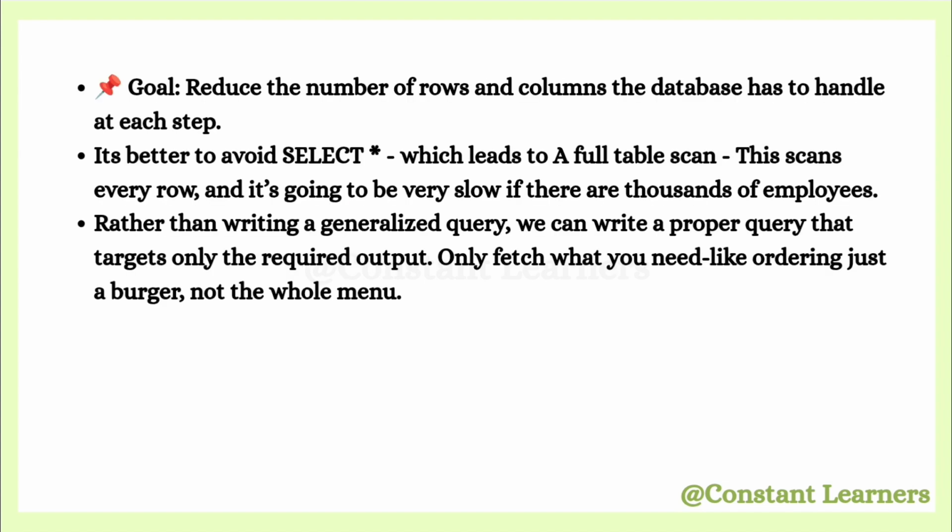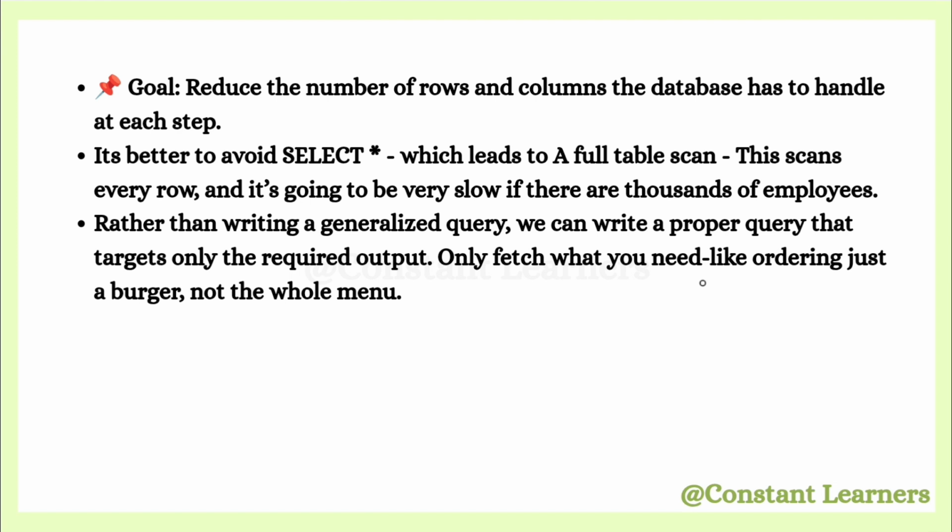Doing the filter first reduces the number of rows and columns, right? And makes a join faster, because that is our goal, to reduce the number of rows and columns the database has to handle at each step. It's better to avoid select all, which leads to a full table scan. This scans every row and it's going to be very slow if there are thousands of employees. Rather than writing a generalized query, we can write a proper query that targets only the required output. That is, only fetch what you need, like ordering just a burger, not the entire menu, right?